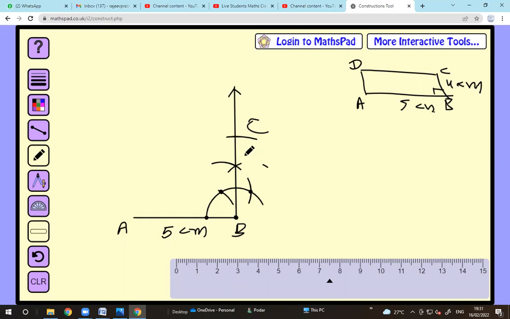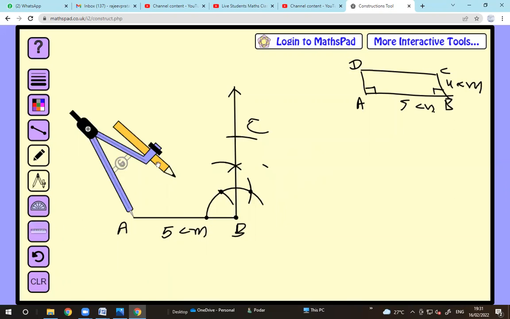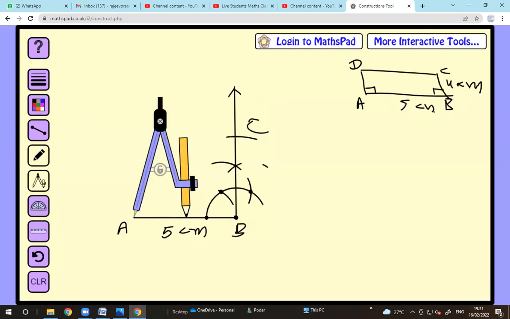Any doubt with that? No, sir. Then at point A also, what is the angle? It is 90. So here also we will follow the same process and make 90. To make 90, we don't need the protector. Again, any length, any arc. Let me take a bigger arc.